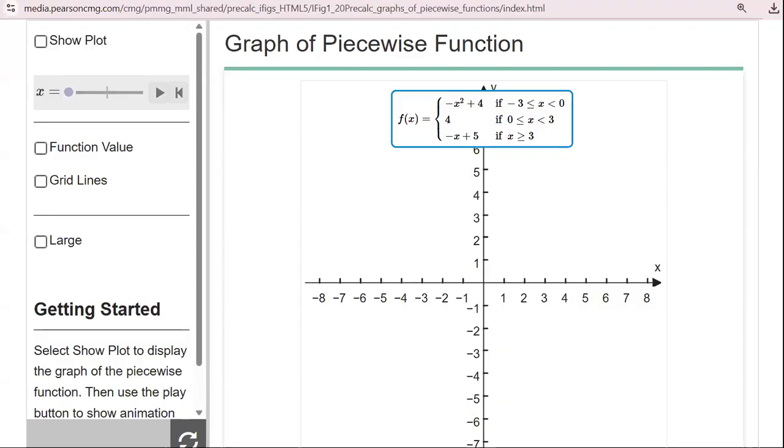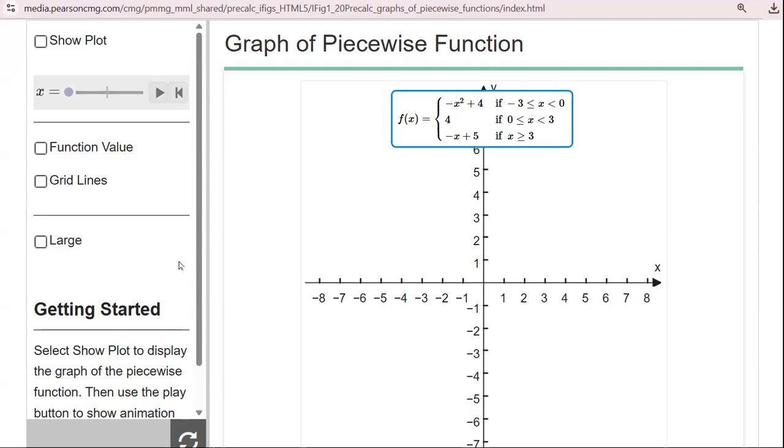All right, so this section is talking about piecewise defined functions. Piecewise means that you have multiple equations and you put them together to form multiple parts of a graph, and you get a bigger graph. Here you have three different equations: f of x is equal to negative x squared plus 4, f of x equals 4, and f of x equals negative x plus 5. That's why it's called piecewise. You're putting those pieces together.